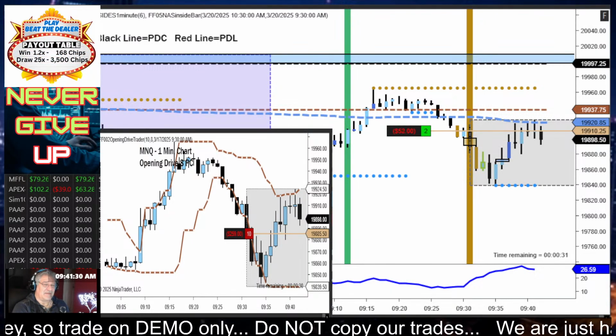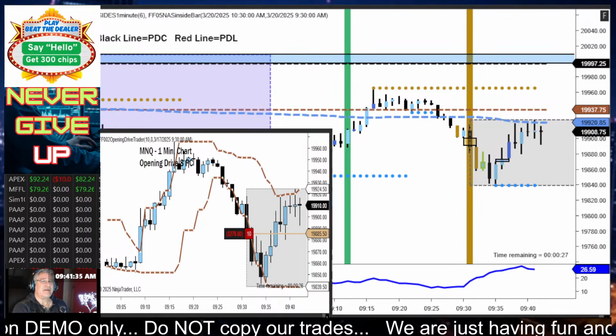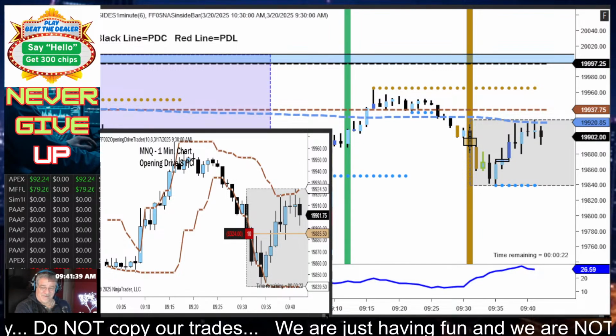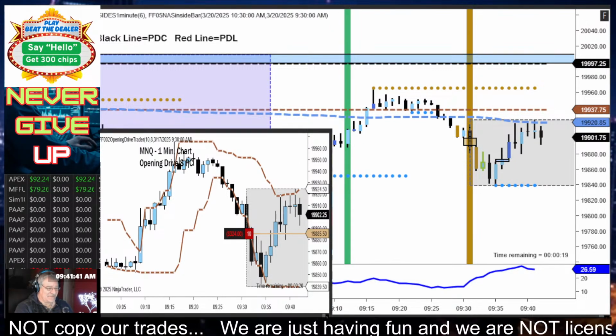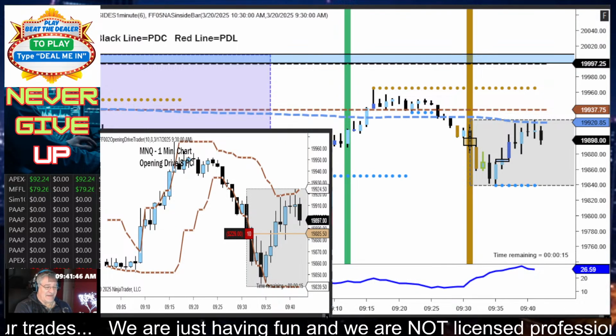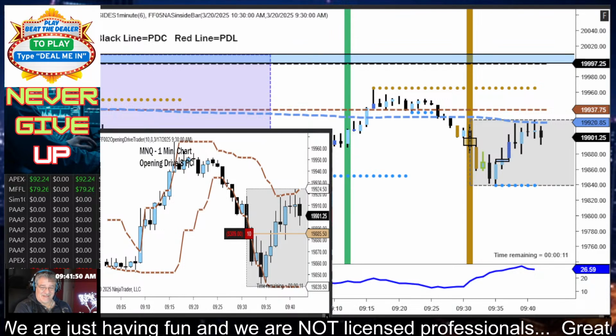And oh, you see, I was supposed to get out. Even better. I clicked the wrong button and that worked out even better for me. I love when I make a mistake and it works out. Opening drive's hanging on for dear life. You can see that in the small window, picture in picture.